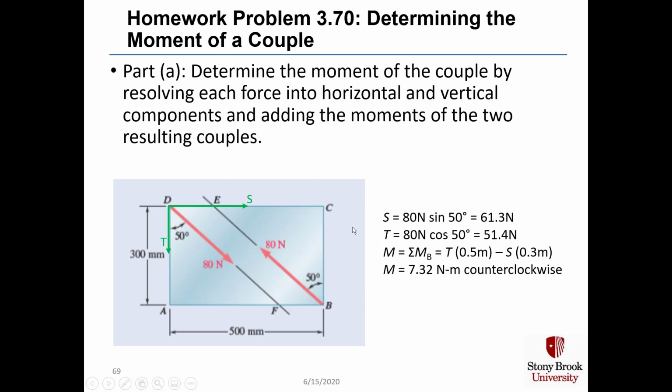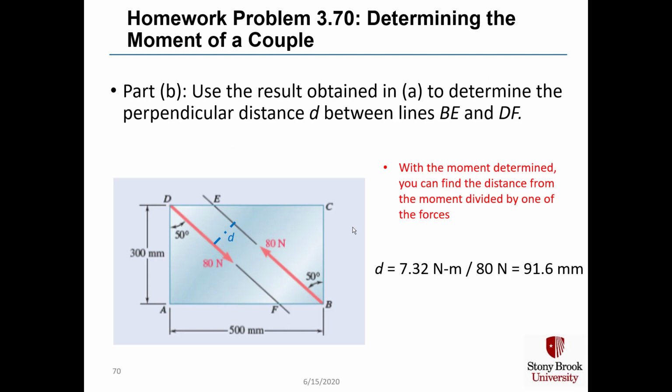When you do the math, you find that the moment equals 7.32 Newton meters in the counterclockwise direction. With the moment determined, you can find the distance from the moment just by dividing by one of the forces. D, the distance, is equal to the moment divided by 80 newtons, and that equals 91.6 millimeters.